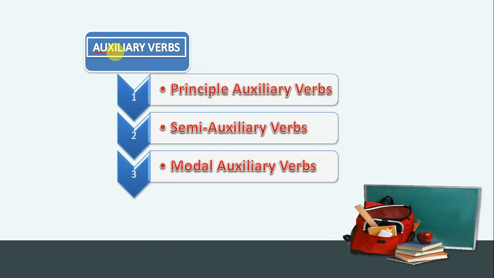Okay, now what are auxiliary verbs? We say that auxiliary verbs are those verbs which show the mood of a sentence, right? So now we have got three kinds of auxiliary verbs. We have got principal auxiliary verbs, semi-auxiliary verbs, and modal auxiliary verbs.